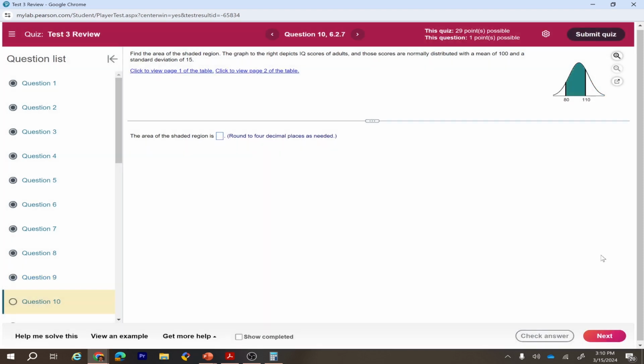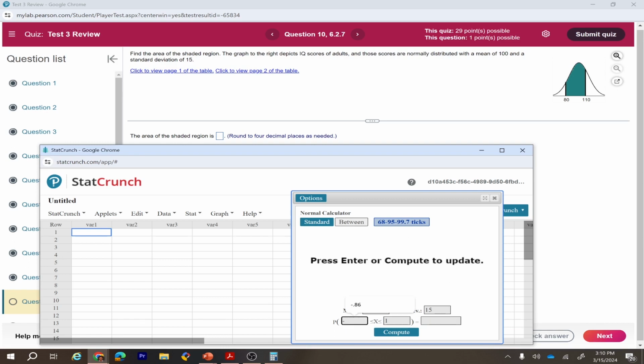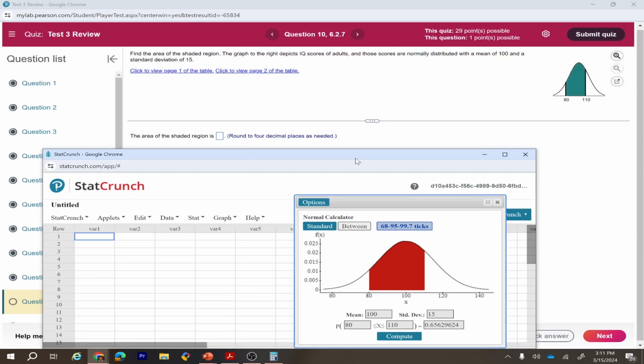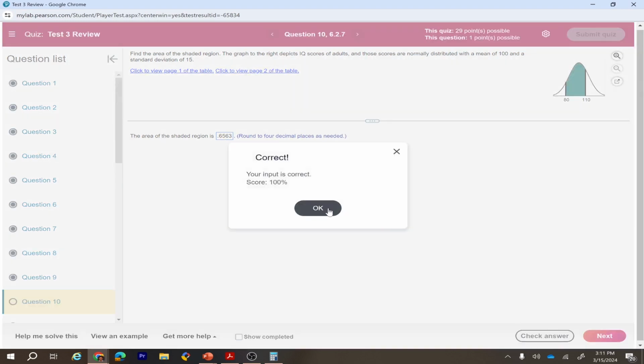Okay, we need to find the area under the curve between 80 and 110. So use the same calculator, but instead of the standard calculator, use the between calculator. Remember, the mean is 100 and the standard deviation is 15, and we would like to find the area under the curve from 80 to 110. Compute. That's 0.6563 if you round it to 4 decimal places.